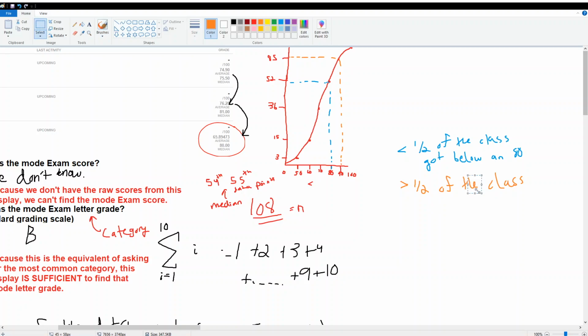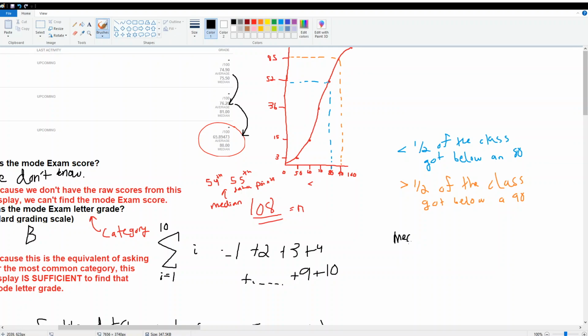Let's make that H a little bit clearer. Got below a 90. So think about it this way. If we ordered all of these exam scores from 0 to 100, if we chose 80, less than half of the exam scores would be below an 80. If we chose 90, more than half of the exam scores would be below a 90. What that means is the median has to be somewhere from 80 to 90.